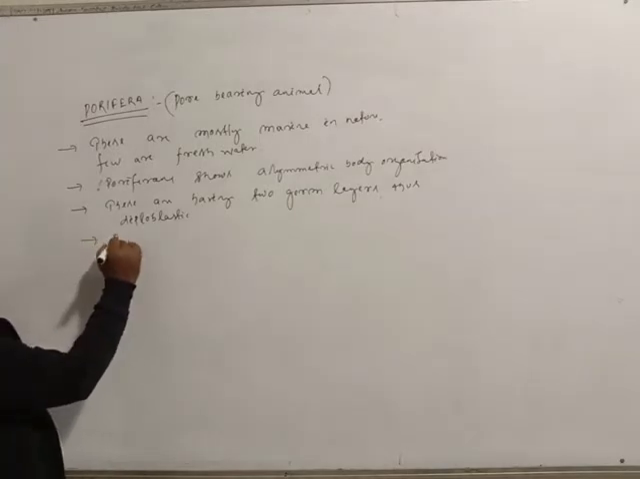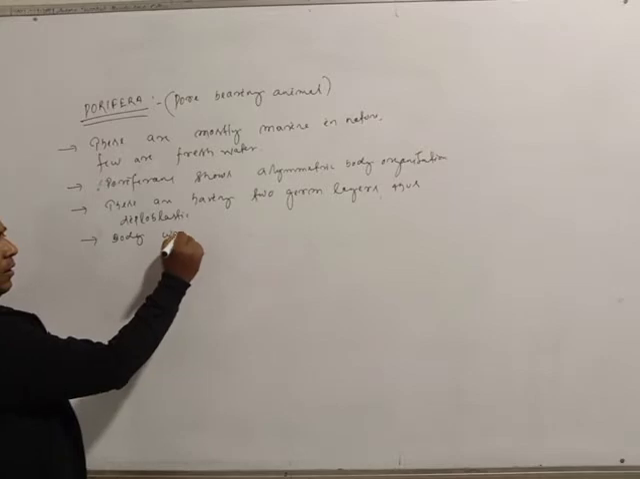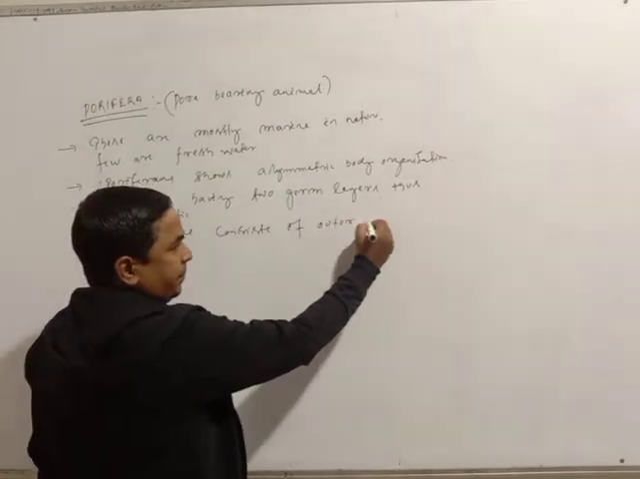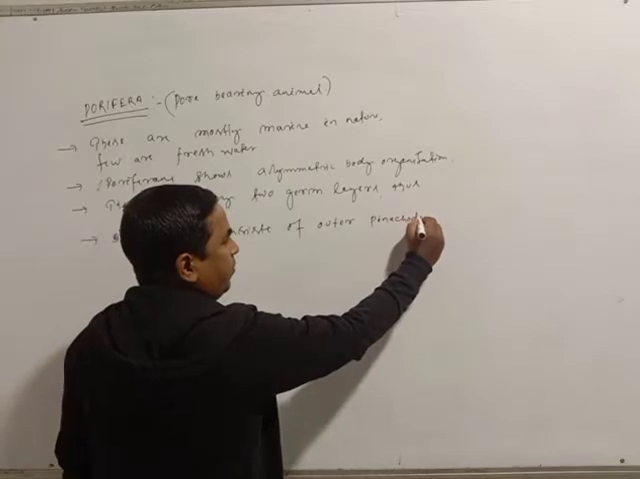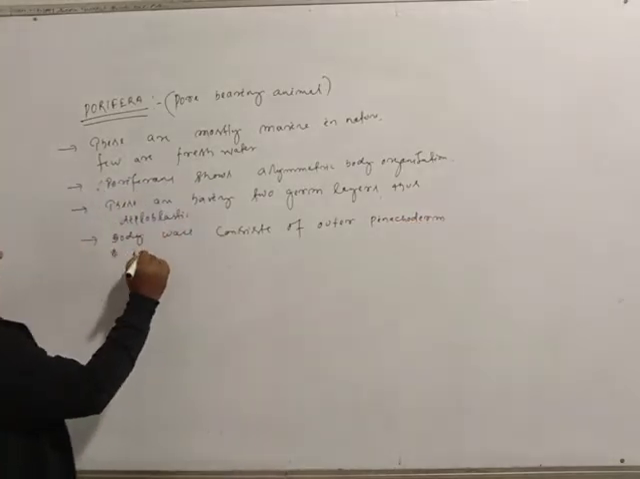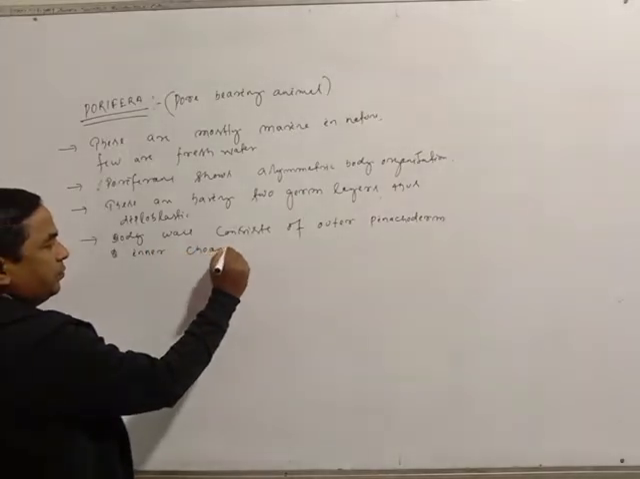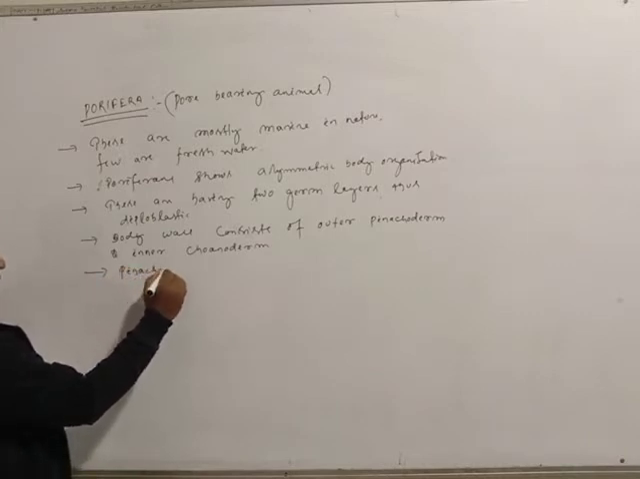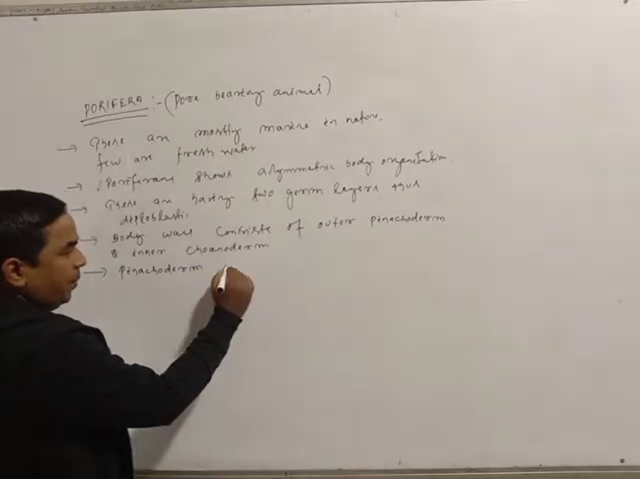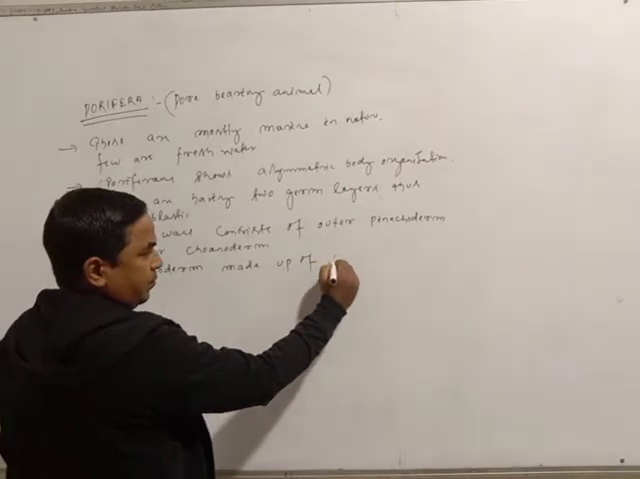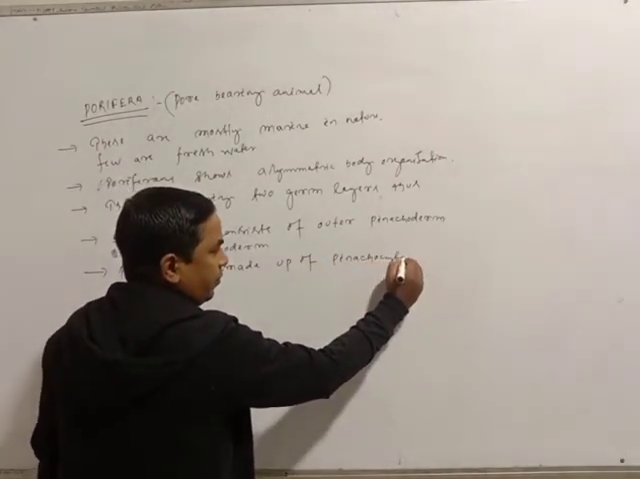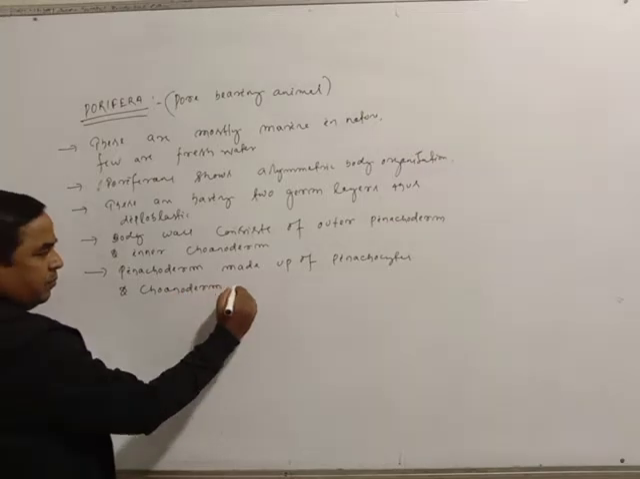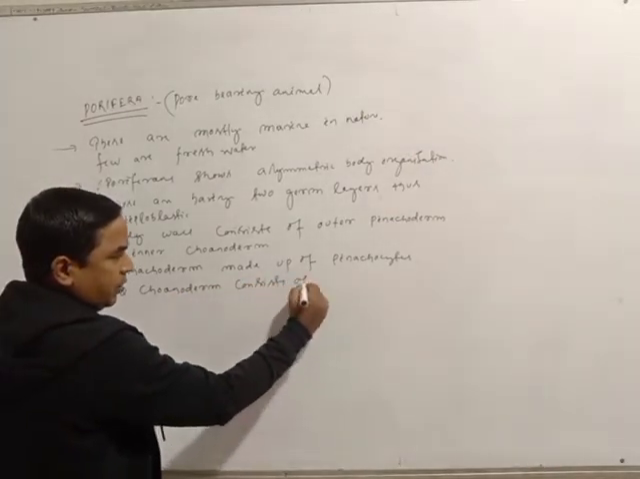Next, body wall consists of outer pinacoderm and inner choanoderm. Pinacoderm is made up of pinacocytes and choanoderm consists of choanocytes.